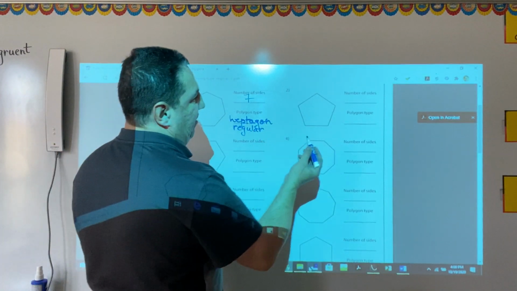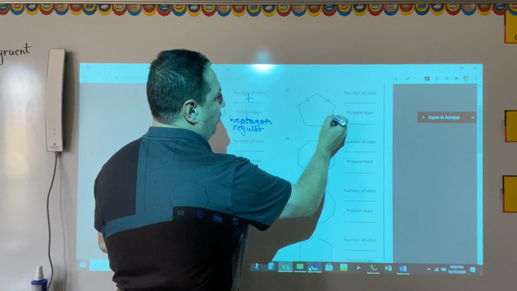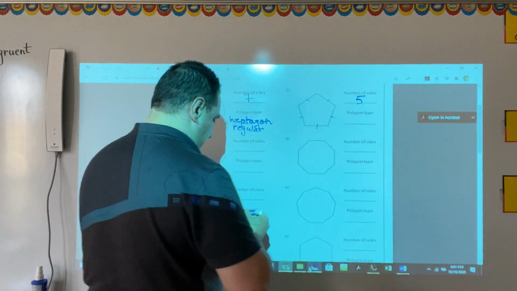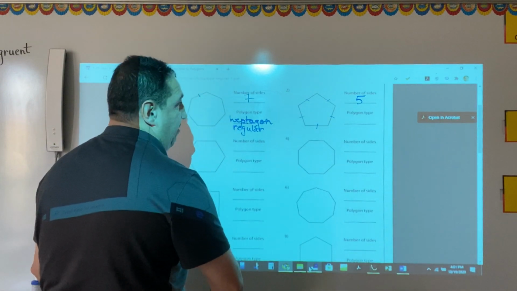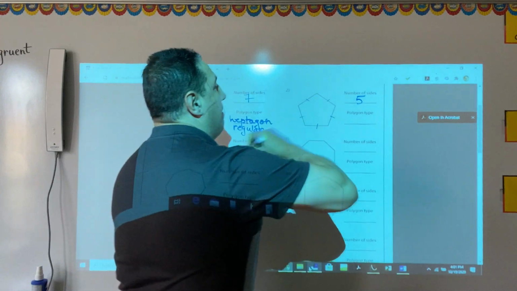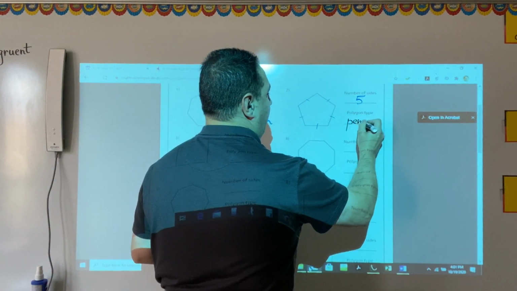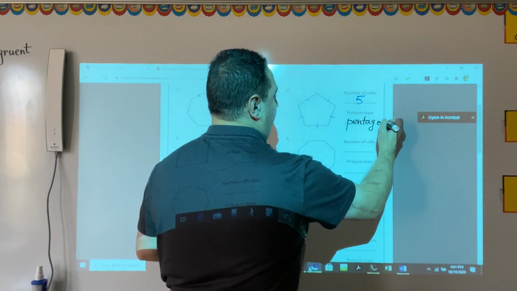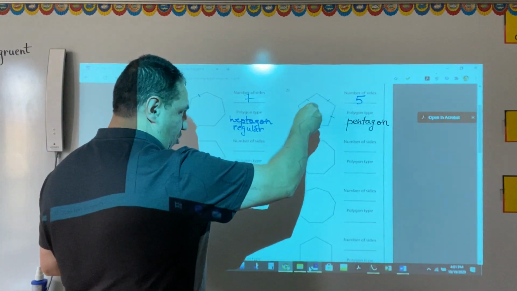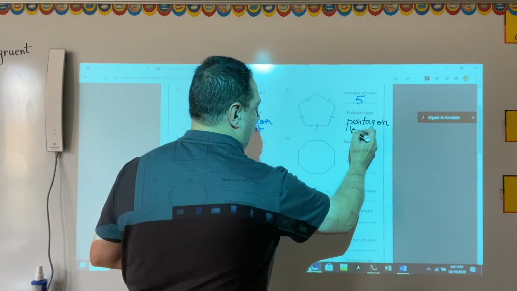Again, we count the number of sides. 1, 2, 3, 4, 5. Yes. And the name of such a polygon is pentagon. And of course it is regular because all sides are the same, all angles are the same.